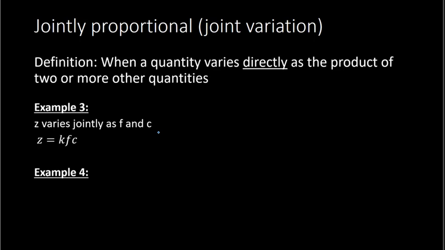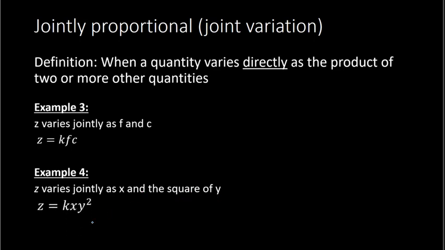Example 4, if we said z varies jointly as x and the square of y. Again, we can write this as z equals k times something, and it's going to be k times x times y squared, the square of y. So my equation would look like this.